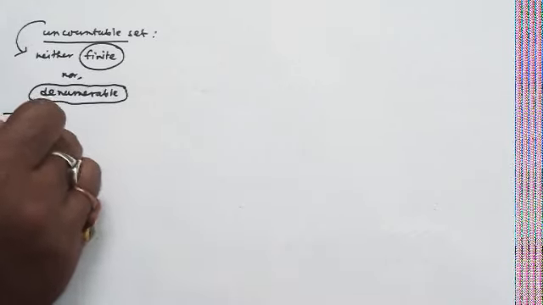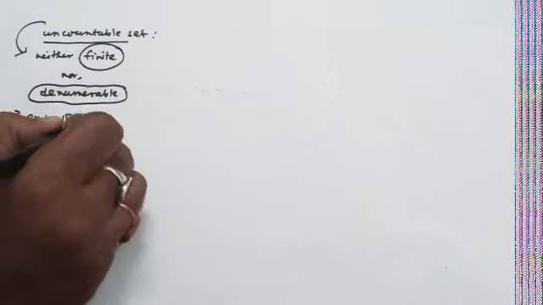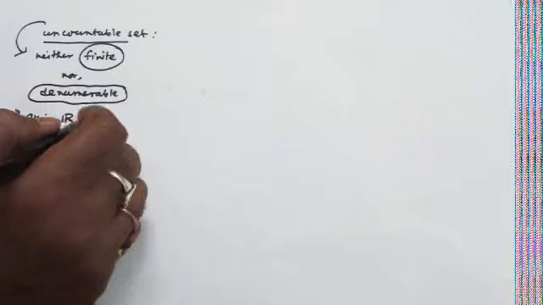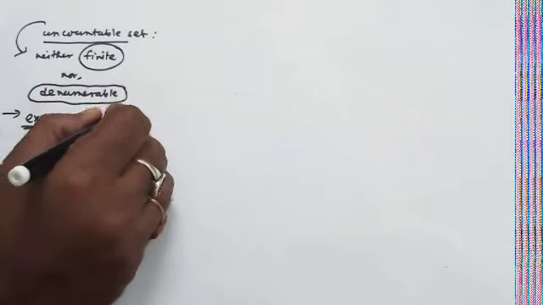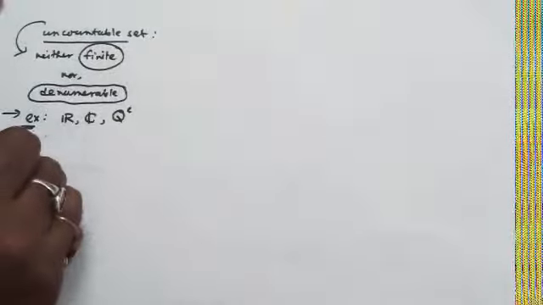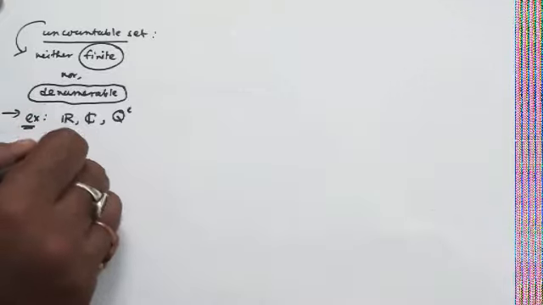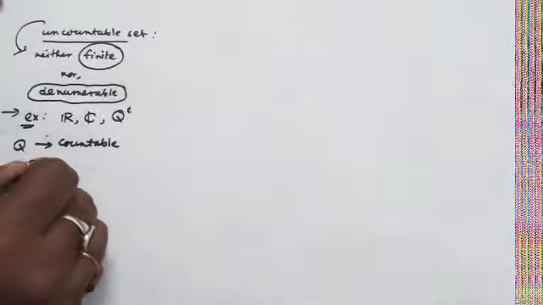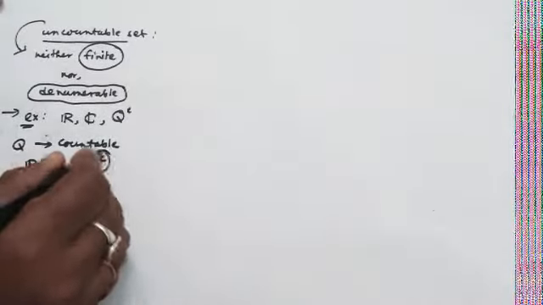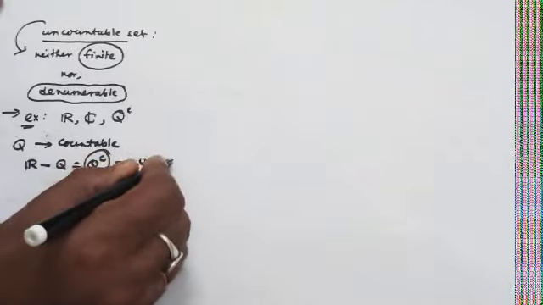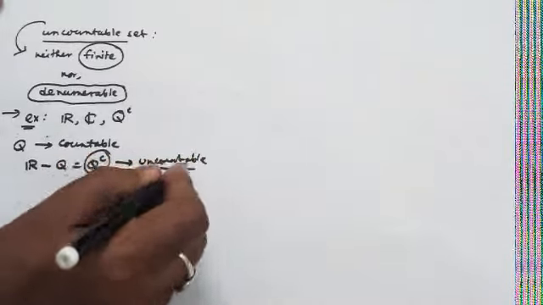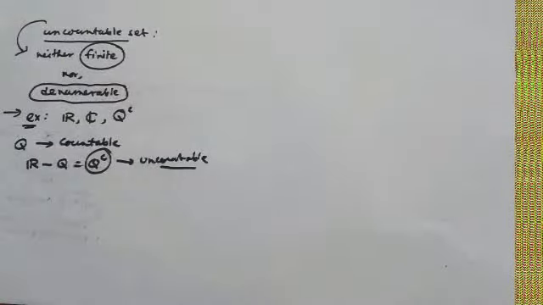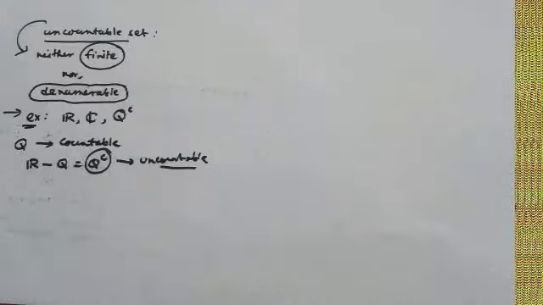I am giving you some standard examples like R, C. These are uncountable sets. And then the set of all irrational numbers. These are all uncountable sets. Like in the previous video, we have shown that Q is countable. Q means the set of all rational numbers. So R minus Q, that is Q complement, turns out to be uncountable.